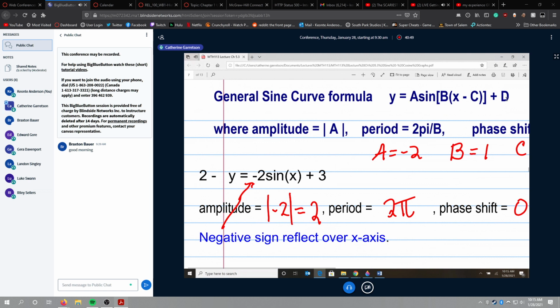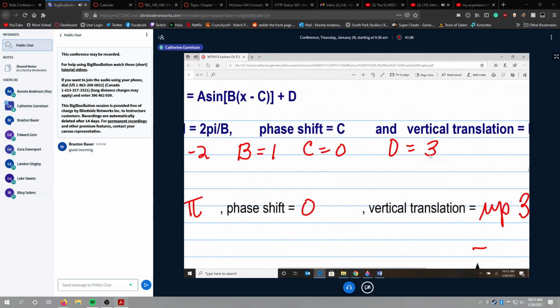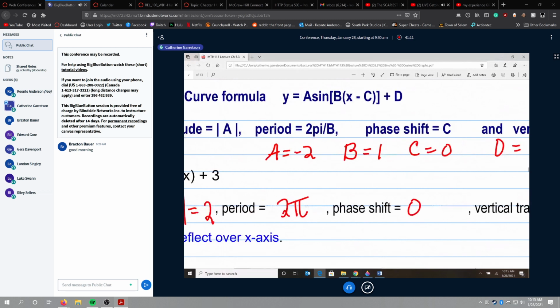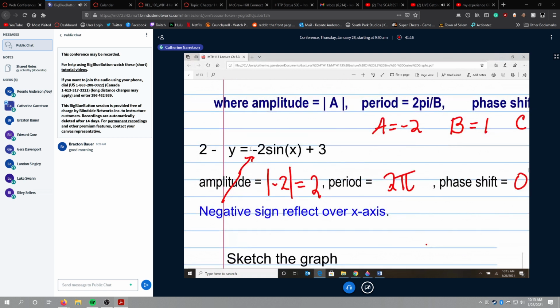Up or down? D, your vertical translation. So this is going to take your standard base graph and cause it to shift up 3 units. So we do have a vertical translation of 3, which means up 3. But there was one more thing, and that's why I've got this in blue. The fact that it multiplied by a negative means it's going to reflect the answer over the x-axis.